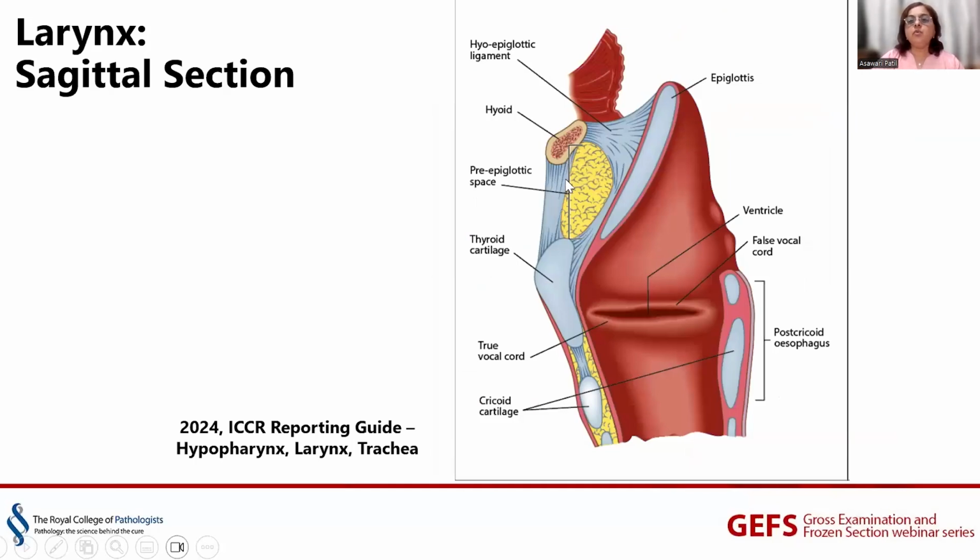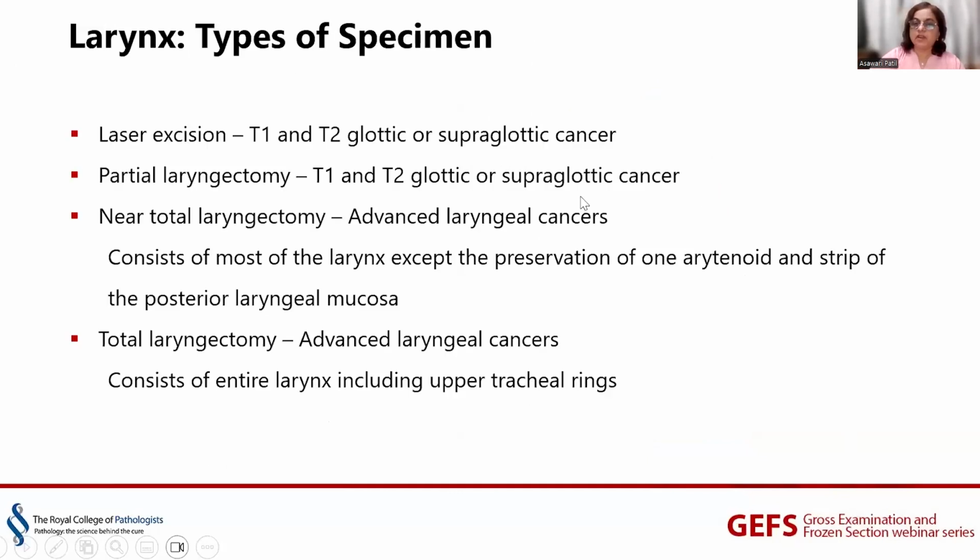This is another view which shows you the pre-epiglottic space. You can see this is the epiglottis. There is thyroid cartilage, hyoid bone, and in between you can see the base of the epiglottis anteriorly. This is the pre-epiglottic space, which usually contains fat. And when we gross the specimen, we have to submit this pre-epiglottic pad of fat.